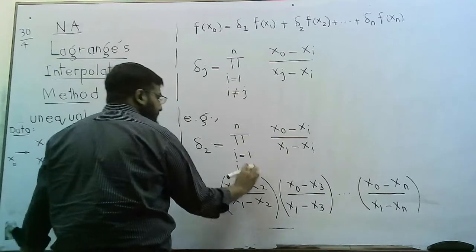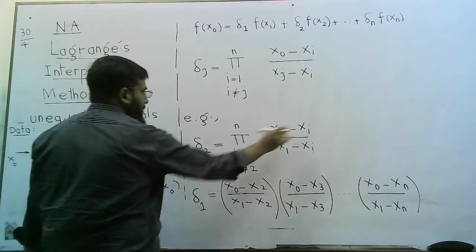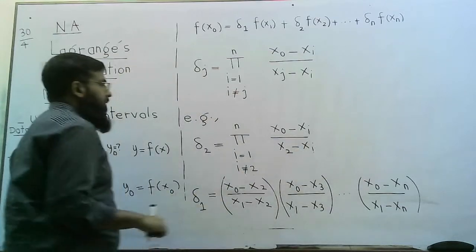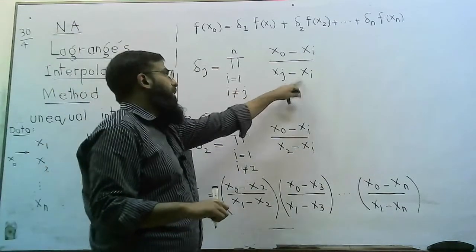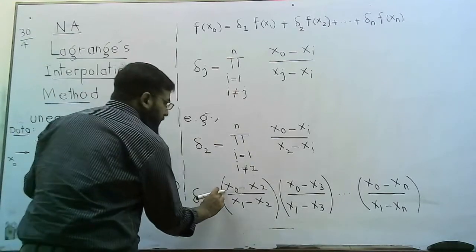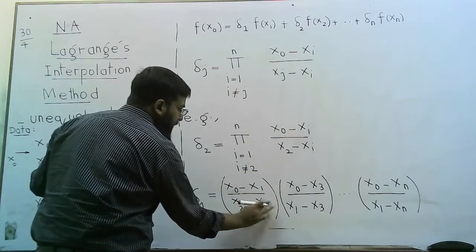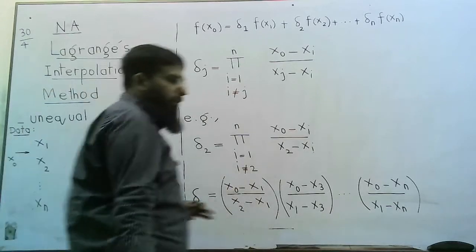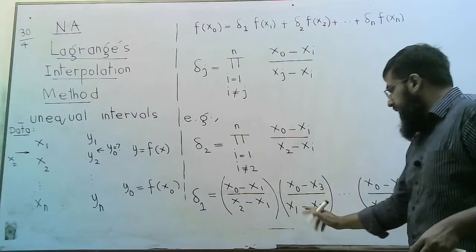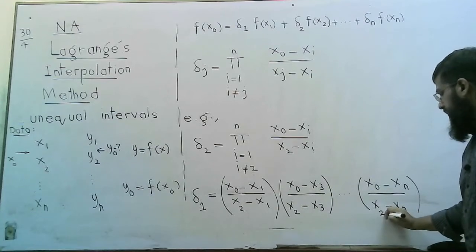Right, what if we want to find del sub 2? We'll go from 1 to n, but this time we'll skip 2 and try all other values: x naught minus xi over xj minus xi. So j is 2 here, therefore we'll replace j with 2. X naught minus x1 over x2 minus x1, but we'll skip the next value 2 because that is equal to j. Then x naught minus x3 over x2 minus x3, up to x naught minus xn over x2 minus xn.